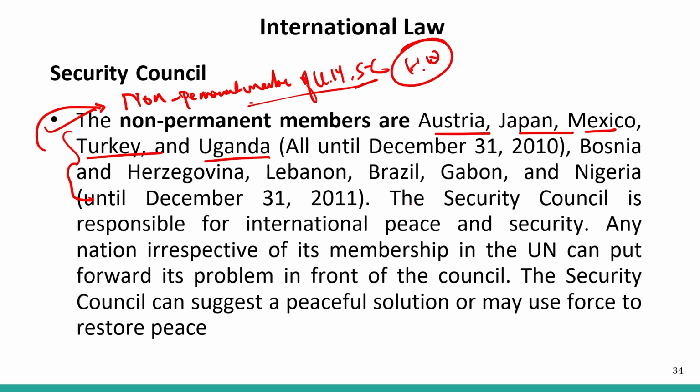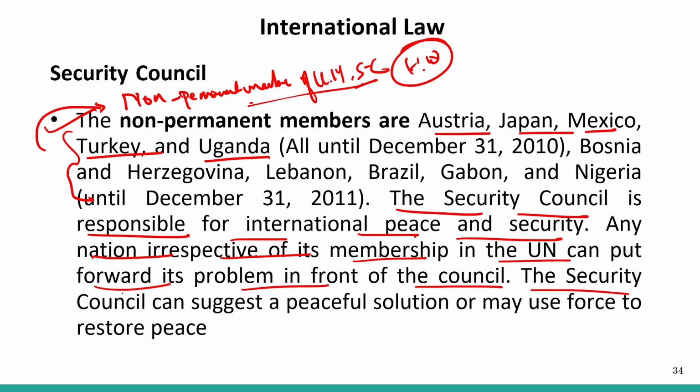Now, what is the role of the Security Council? The Security Council is responsible for international peace and security. Any nation, irrespective of its membership in the United Nations, can put forward its problem in front of the council. The Security Council can suggest a peaceful solution or may use force to restore peace. So this is the major work of the Security Council.